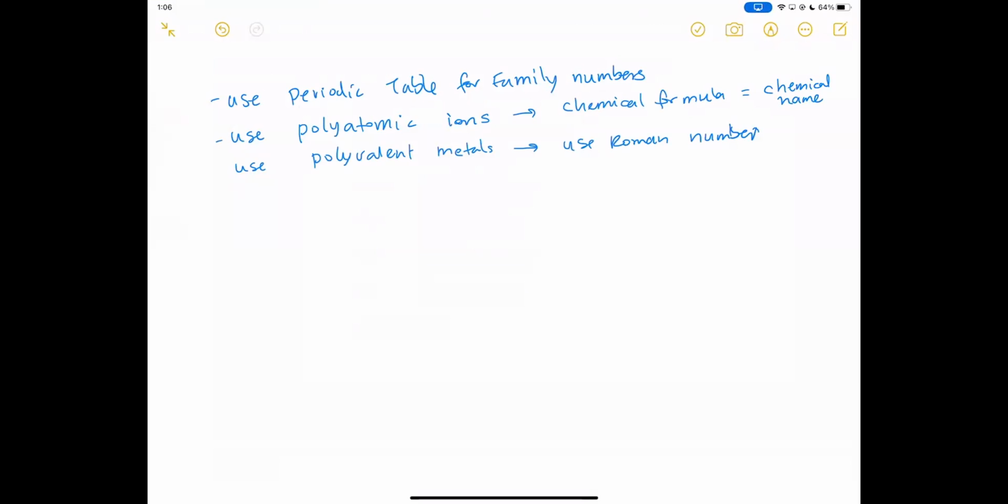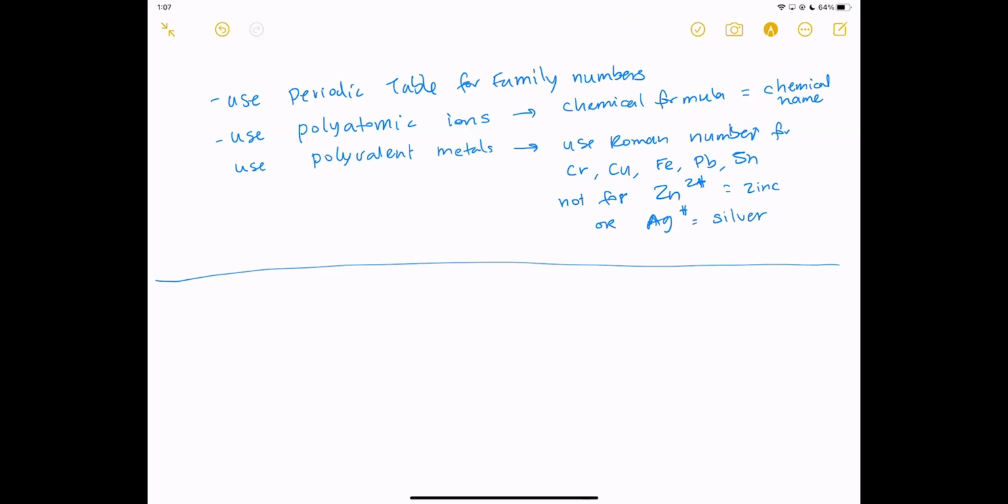And then you're going to use the Roman numerals for those 5 that are chromium, copper, iron, lead, and tin. Okay, but not for zinc, which is always +2, or for silver, which is always +1. So the name of this would be zinc, and the name of that would be silver. And you have all of that on that one page. That is the one page at the bottom of modules in the Chem 9 Canvas. Okay, so you should have all that.